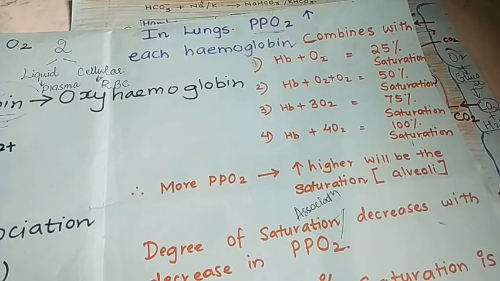One more thing I want to clear here, what is partial pressure? Partial pressure is nothing but the pressure of an individual gas in a mixture of gases. When you inhale air, it is a mixture of gases. In that mixture of gases, one gas is having one pressure. That pressure of the gas in that mixture is called partial pressure. So the higher the partial pressure of oxygen, the more your hemoglobin will get saturated.